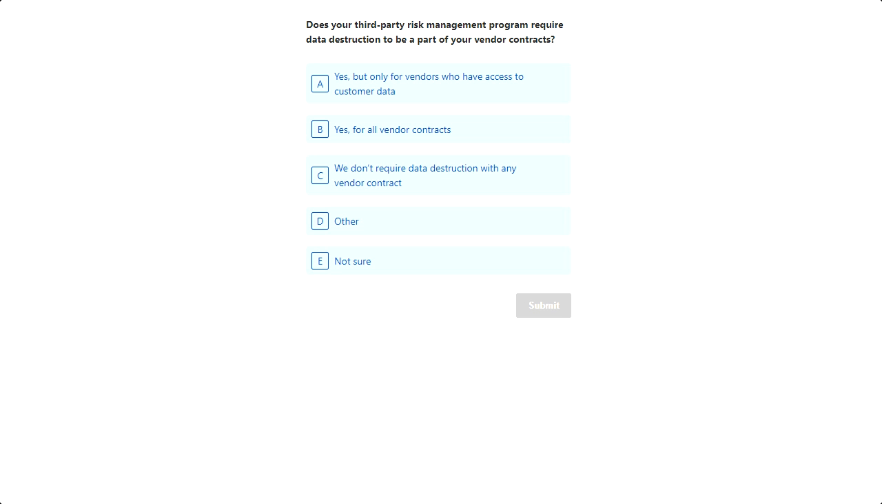Our third and final poll question is, does your third-party risk management program require data destruction to be a part of your vendor contracts? Yes, but only for vendors who have access to customer data. Yes, for all vendor contracts. We do not require data destruction for any vendor contract, or not sure.